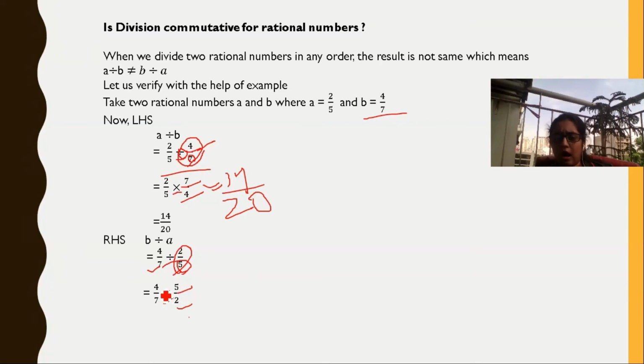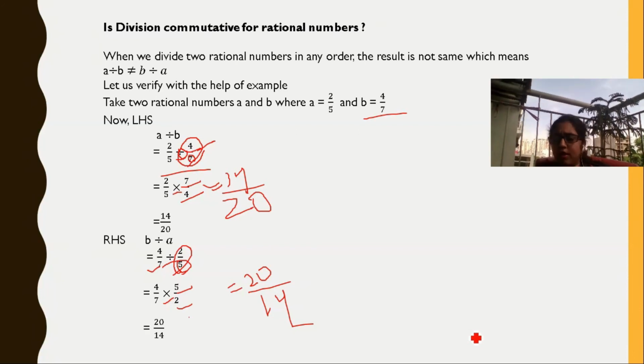Now I will multiply the numerators with each other and the denominators with each other. When we multiply 4 into 5 we get 20, and when we multiply 7 into 2 we get 14. So our answer is 20 upon 14.